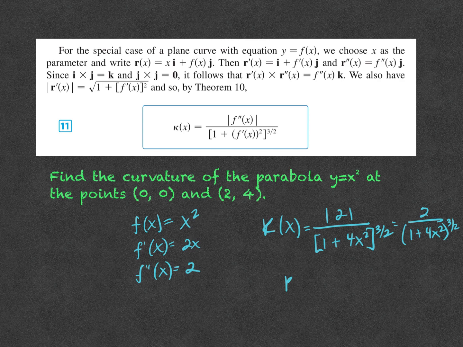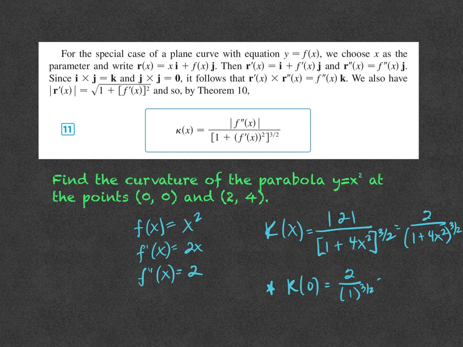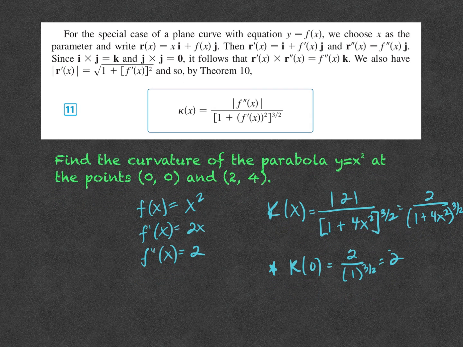So we're asked to find it specifically. Our kappa is at 0, 0, first of all. So this is the first one. We plug in 0 and we get 2 over 1 plus 0 is 1 to the 3 halves. So the curvature here is 2. And then we can find kappa at x equal 2. So we have 2 over 1 plus, and then 2 squared is 4 times 4 is 16 to the 3 halves. So we get 2 over 17 to the 3 halves. If it wants an exact answer, it may take it that way. If not, the decimal is about 0.03.